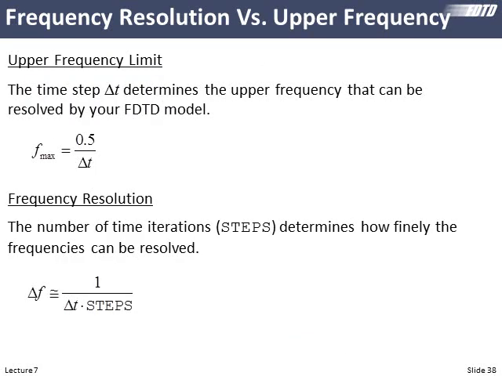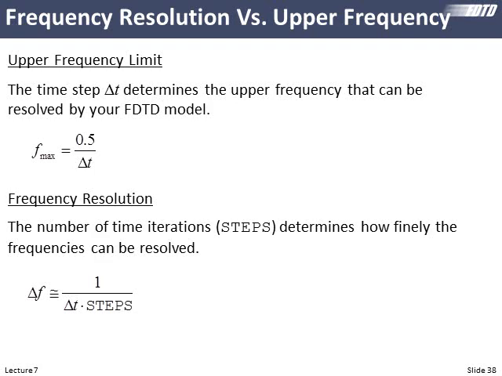Now, another thing that's easily confused: we have two main source parameters. We have the time step, and then we have the number of steps. The upper frequency limit is set solely by the time step. If we just run for more iterations, we're still not going to be able to resolve any higher frequency than f max on this slide. So it's the time step that determines the highest possible frequency that we can resolve.